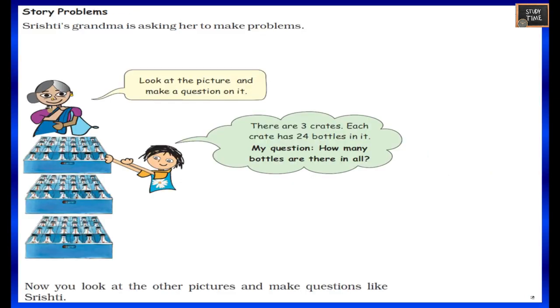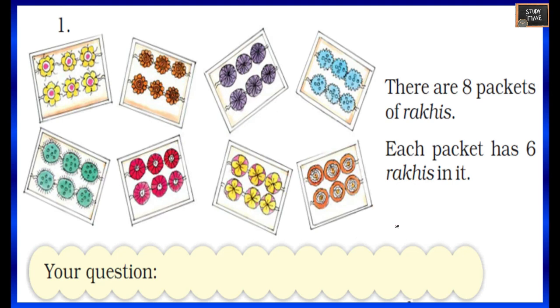Next, story problems. Srishti's grandma is asking her to make problems. Look at the picture and make a question on it. There are 3 crates, each crate has 24 bottles in it. So she can ask a question like, how many bottles are there in all? So 24 into 3 is 72. 72 bottles are there in all. Similarly, you can also try different questions.